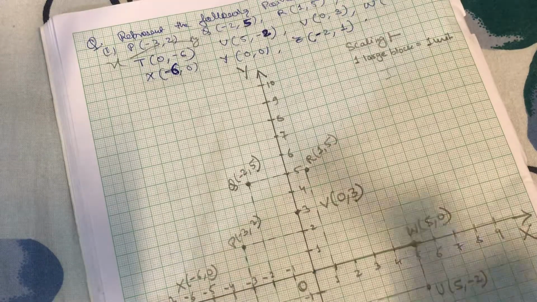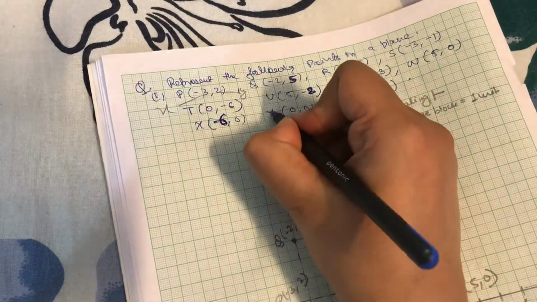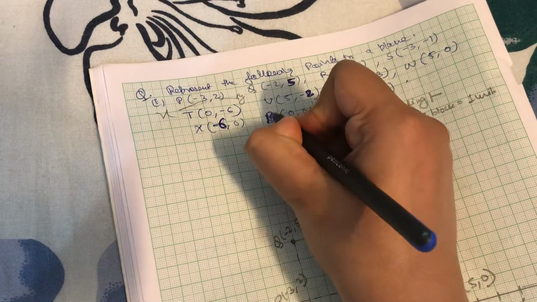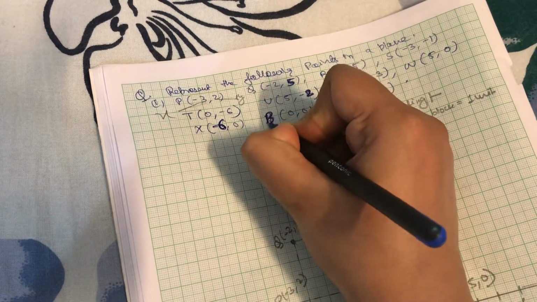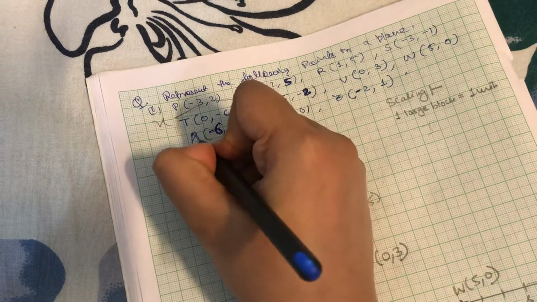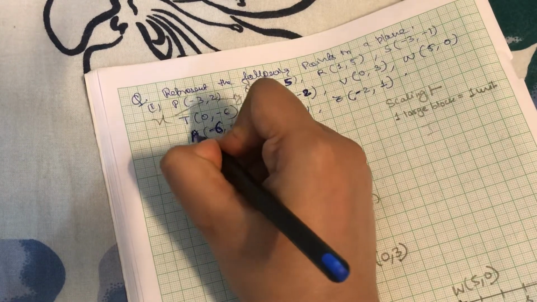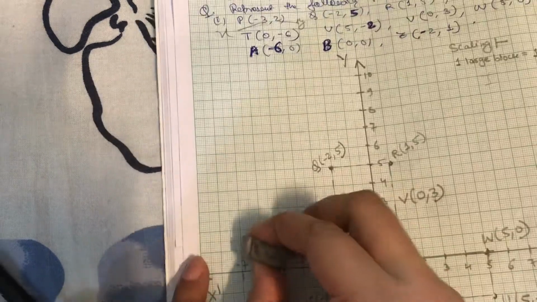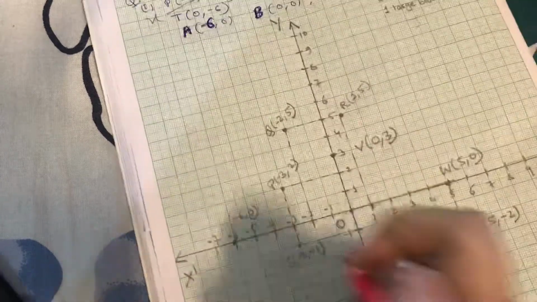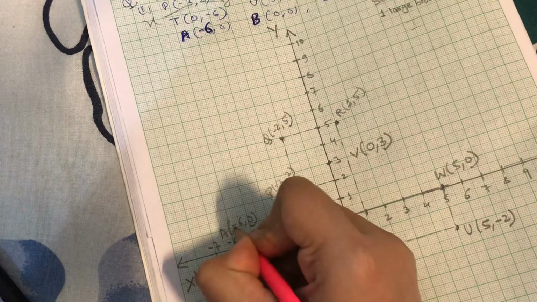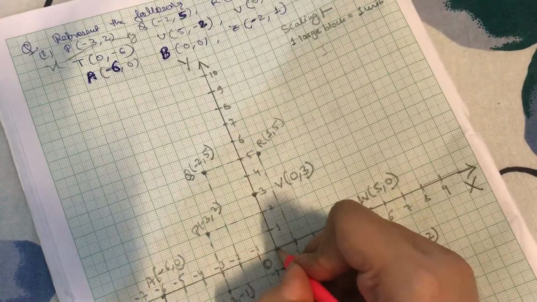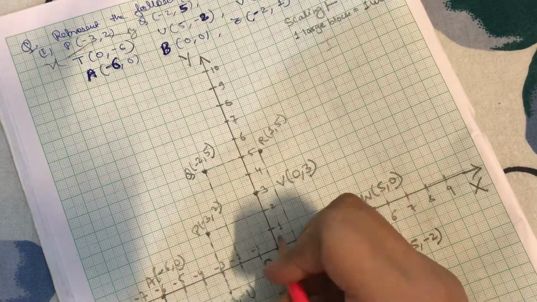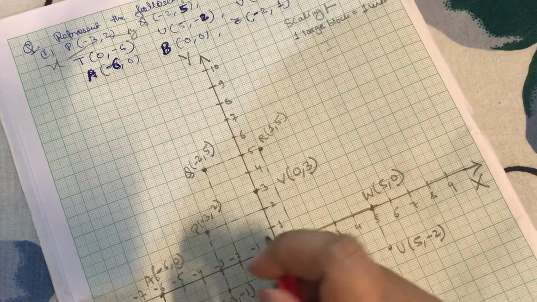Actually, I'm naming it by some other letter because we are already using X and Y. So let it be B and let this be A. So this is my point A, which is minus 6, 0. And this is my point.